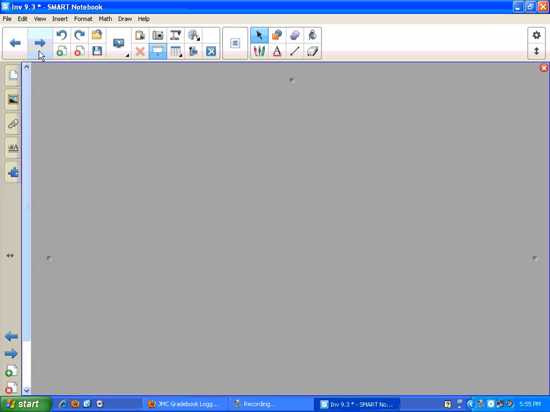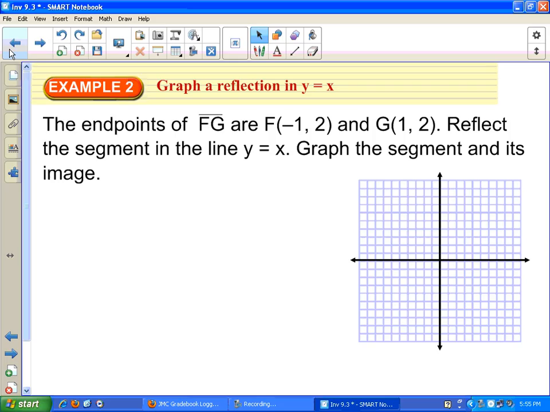Now here we go. This is where things get a little bit tougher. Okay? We're going to graph over the line y equals x. So they want us to start with just the endpoints of FG. Those are at -1, 2. So -1 up 2 right there. And then 1, 2 right there. So that'd be my line.